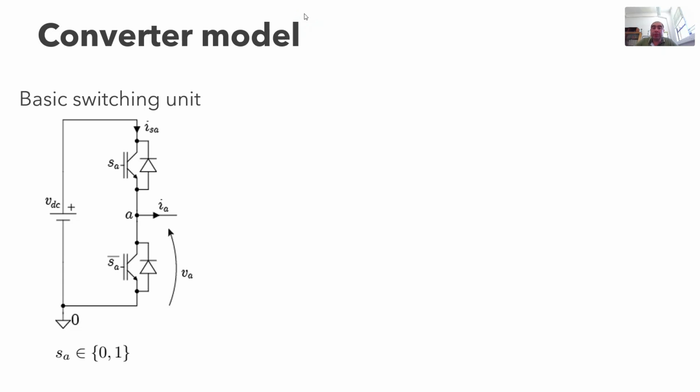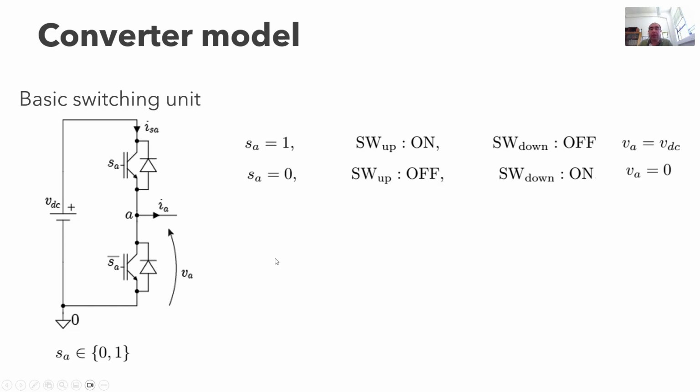We will continue with the converter model. We developed this model using the basic switching unit you can see here in the picture. It has two devices which are commanded by only one switching signal. This signal can have only two values, 0 and 1. When this switching signal is 1, the upper switch is on, the lower switch is off, and this point is connected to VDC. On the other hand, when this switching signal is 0, the upper switch is off, the lower switch is on, and this point is connected to 0.